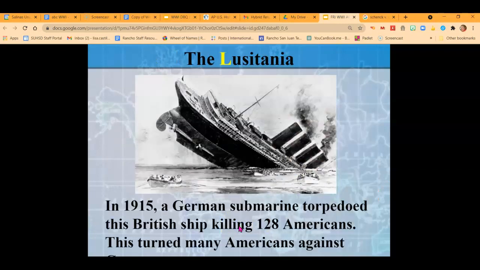L. L is for the Lusitania. In 1915, the Germans had this new technology, the U-boat or the submarine, and they were just cruising around the waters, literally shooting anything that was floating. And the Germans torpedoed a British ship, because of course they're at war with Britain, and 128 Americans happened to be on that boat, and they died, which is another reason why the United States joined the war.